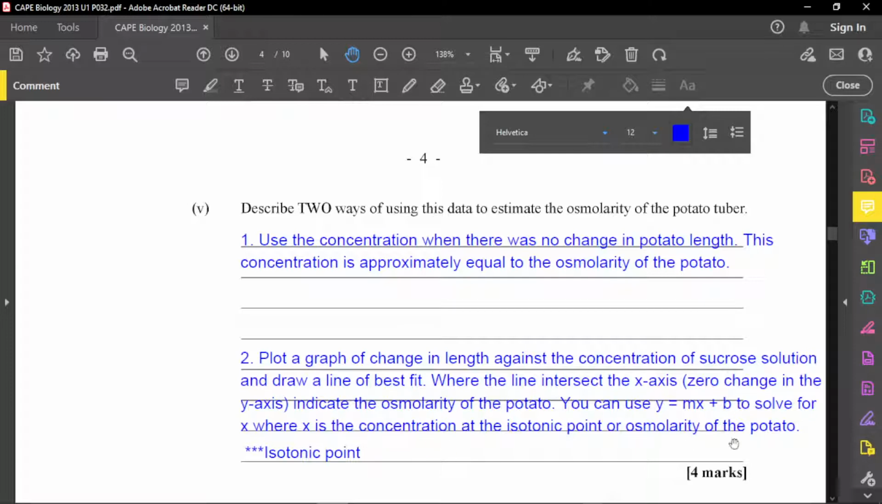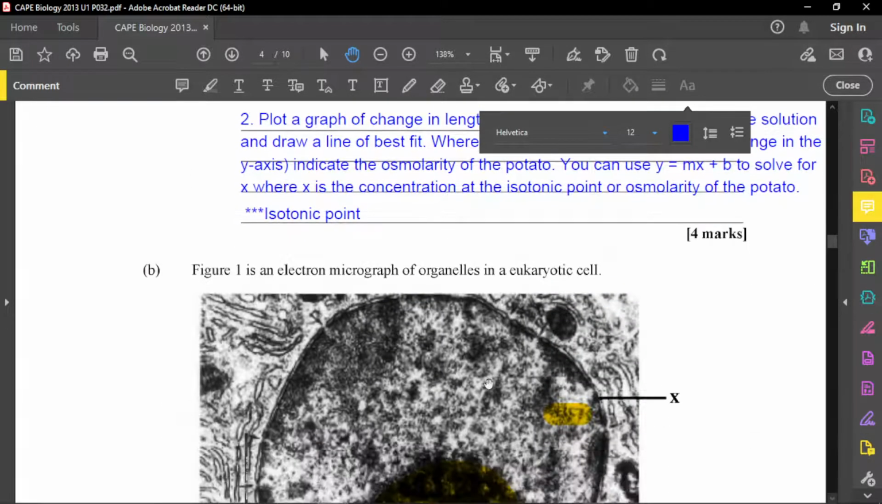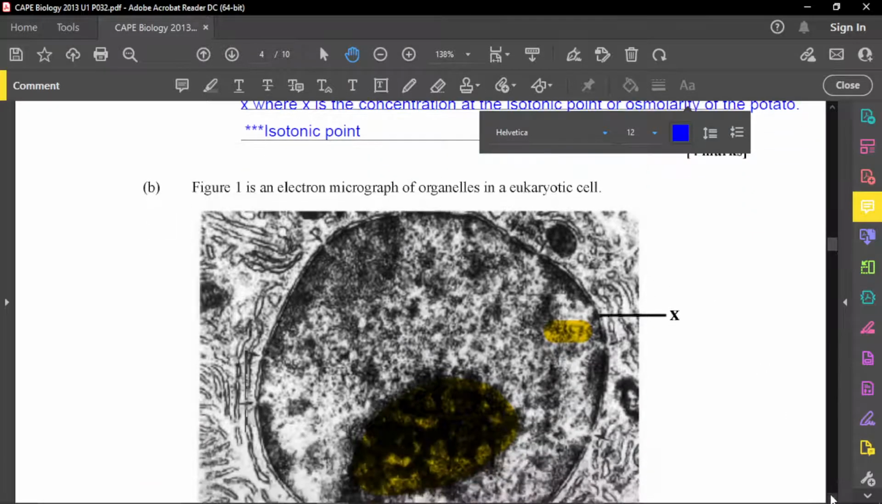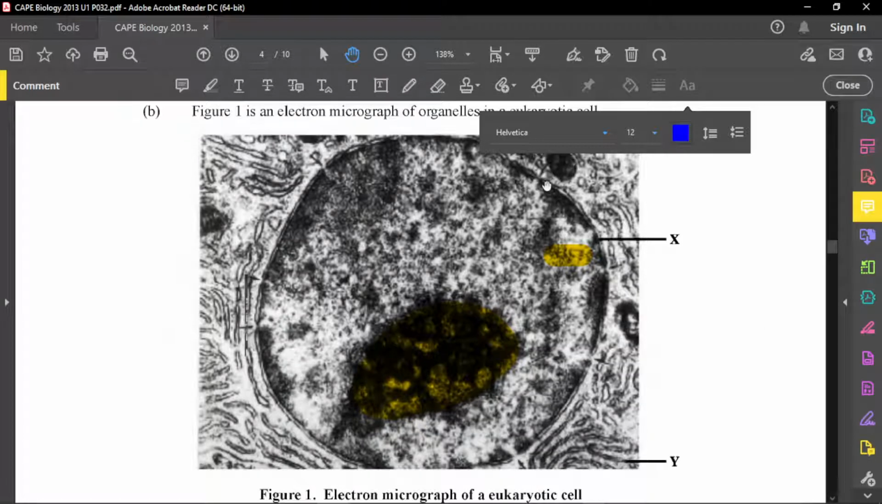All right. So the next part of the question now is: Figure 1 is an electron micrograph of organelles in a eukaryotic cell. All right, and a eukaryotic cell is a complex cell, a cell like ours, inside of us, a multicellular organism. And based on this micrograph, what this looks like is a nucleus.